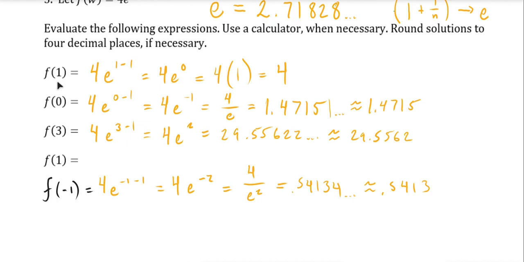Now, I couldn't help but notice f of 1 is repeated in 2 places here. Perhaps they meant f of minus 1. Or they just chose these at random and forgot to rule out picking things twice. So in any case, we would wind up with, in this example I've created, 4 times e to the minus 1, or minus 2, and that gives us 4 over e squared, which is something like 0.5413.